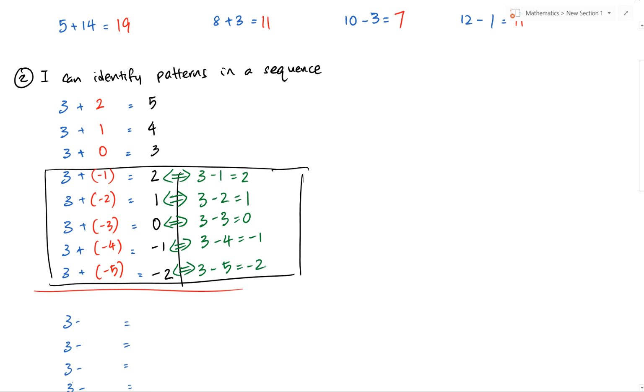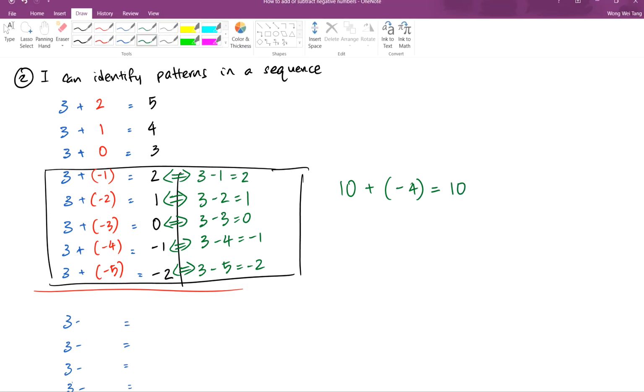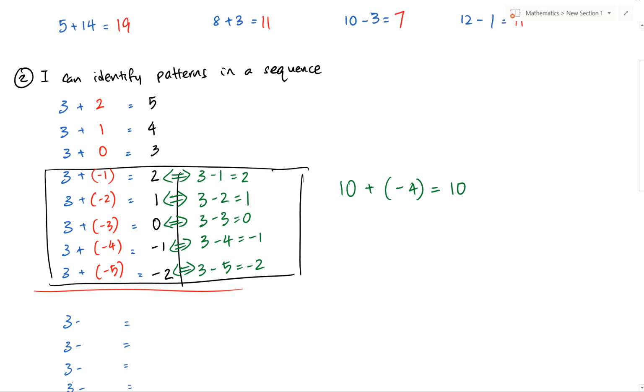So from here we have a conclusion. When you take a number, for example 10, and you add a negative number, for example negative 4, it is effectively the same as copying down the first number, which is 10. We are now going to remove whatever is highlighted in yellow. We're going to remove the plus sign, we're going to remove the brackets, and we will be left with negative 4. So this is effectively going to be 6. So here we have learned how to add a negative number.